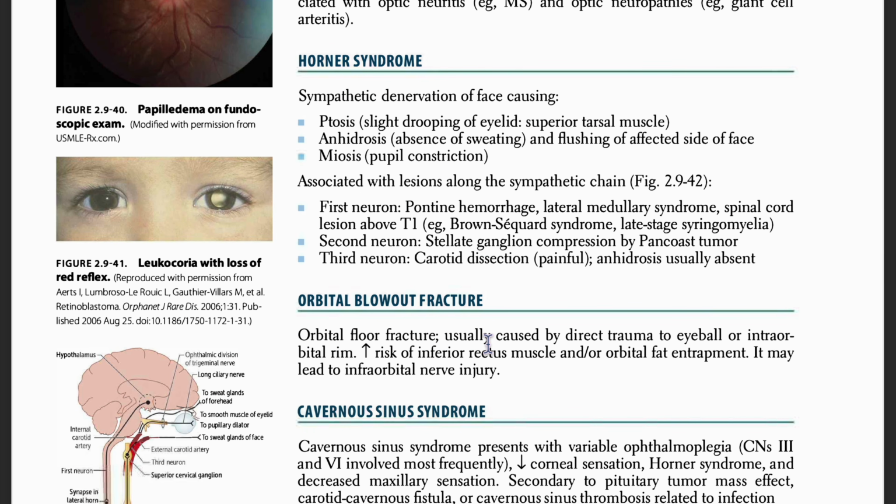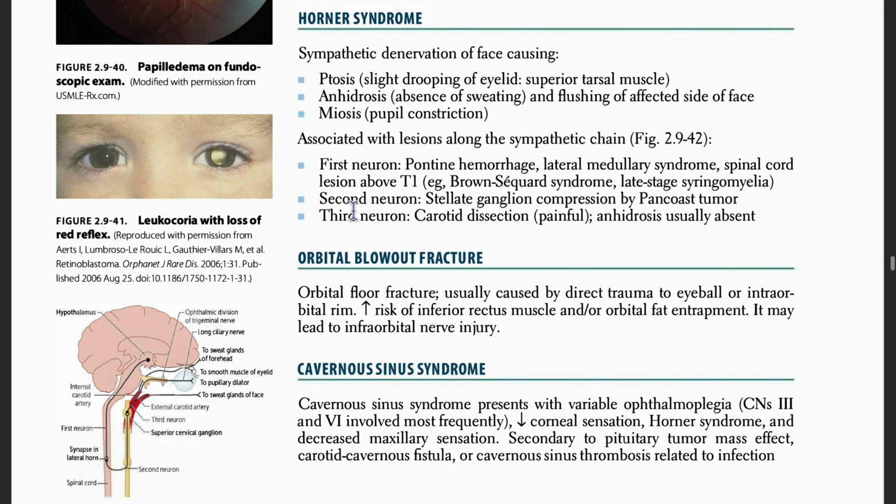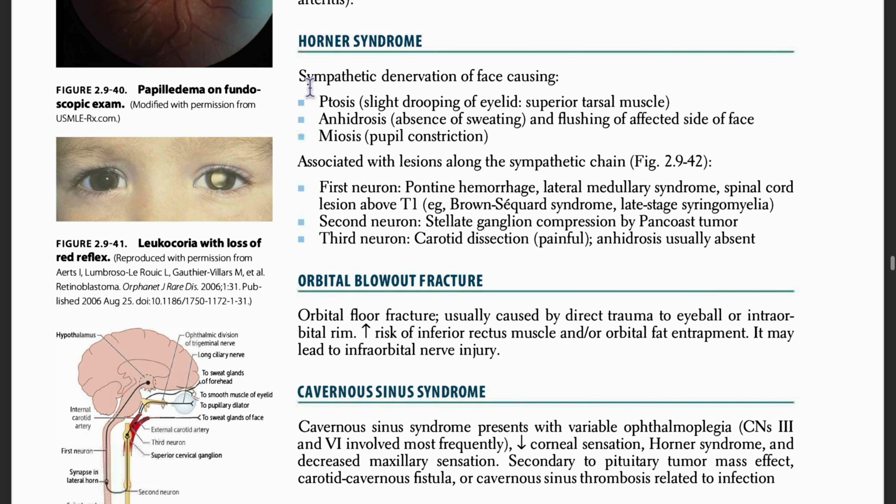Whoops. So, Horner's syndrome. This is sympathetic denervation of the face causing ptosis, anhidrosis, and miosis. So ptosis is slight drooping of the eyelid, from the superior tarsal muscle. Anhidrosis is absence of sweating and flushing of the affected side of the face. Miosis is pupil constriction associated with lesions along the sympathetic chain.